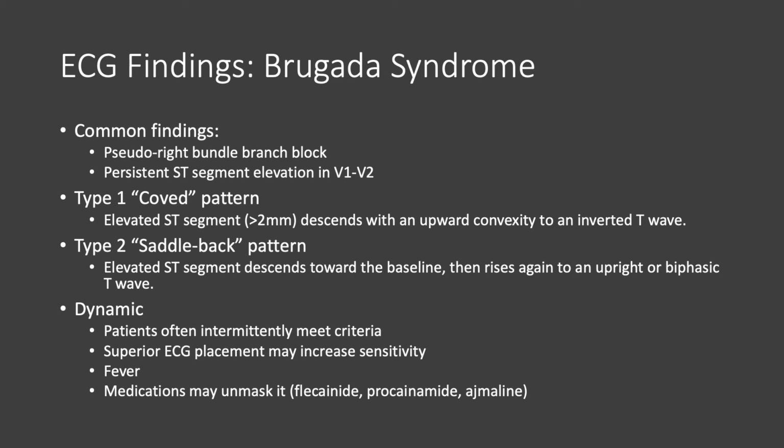These findings are dynamic, so the patient may only intermittently meet the criteria. Putting the ECG leads higher, like 1 or 2 rib spaces higher, may increase the sensitivity for detecting Brugada syndrome. The phenotype is more obvious in patients who have a fever, and the phenotype can be unmasked in some patients by giving them a sodium channel blocker, like flecainide, procainamide, or ajmaline.